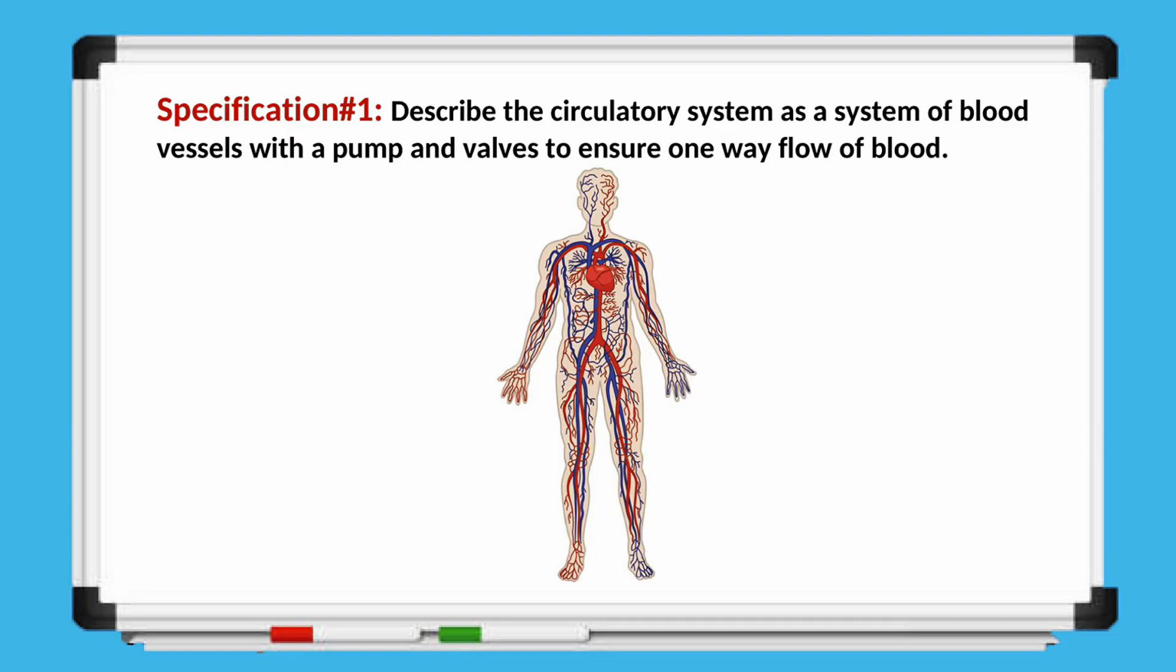So, let's begin. Alright, let's look at our very first specification together. Specification number 1 says, describe the circulatory system as a system of blood vessels with a pump and valves to ensure one-way flow of blood. We're going to explore this in a clear and interactive way, step by step, so you can understand exactly how blood moves around the body. This idea is the foundation of the whole chapter, and we'll break it down just the way your syllabus requires.